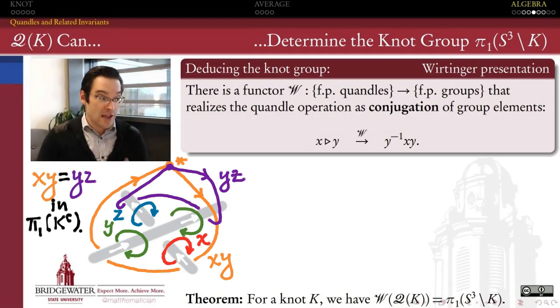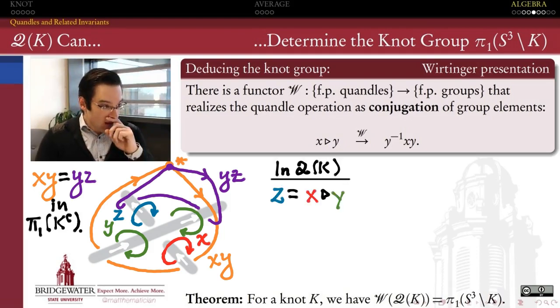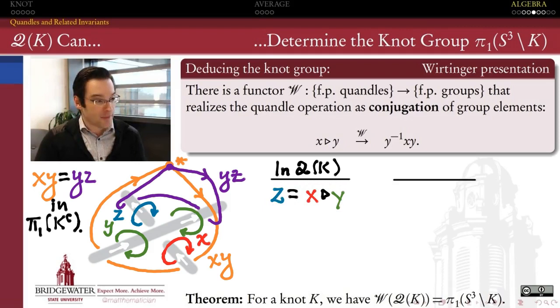So xy is equal to yz in the fundamental group of the knot complement. So what that's doing is defining for me how to get z in the knot group out of x and y. It is obtained by a relation that looks like this. And also, in the fundamental quandle, because z is the outbound undercrossing arc and x is the inbound undercrossing and y is the overcrossing, we also know that in the fundamental quandle, z is equal to x cross y.